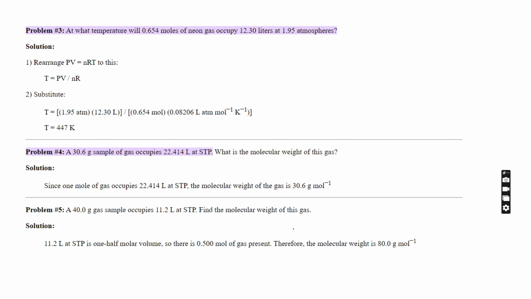Okay, similarly, see the fourth problem. A 30.6 gram of gas occupied 22.414 liter at STP. What is the molecular weight of this gas? Since 1 mole of gas occupies 22.414 liter at STP, the molecular weight of the gas is 30.6 gram per mole. Similarly, another problem: a 40 gram gas sample occupied 11.2 liter at STP, find the molecular weight of the gas. That also will be an easy problem. 11.2 liter at STP is half of the molar volume, so it will be 0.5 mole present. Therefore, molar weight will be 80 gram per mole.